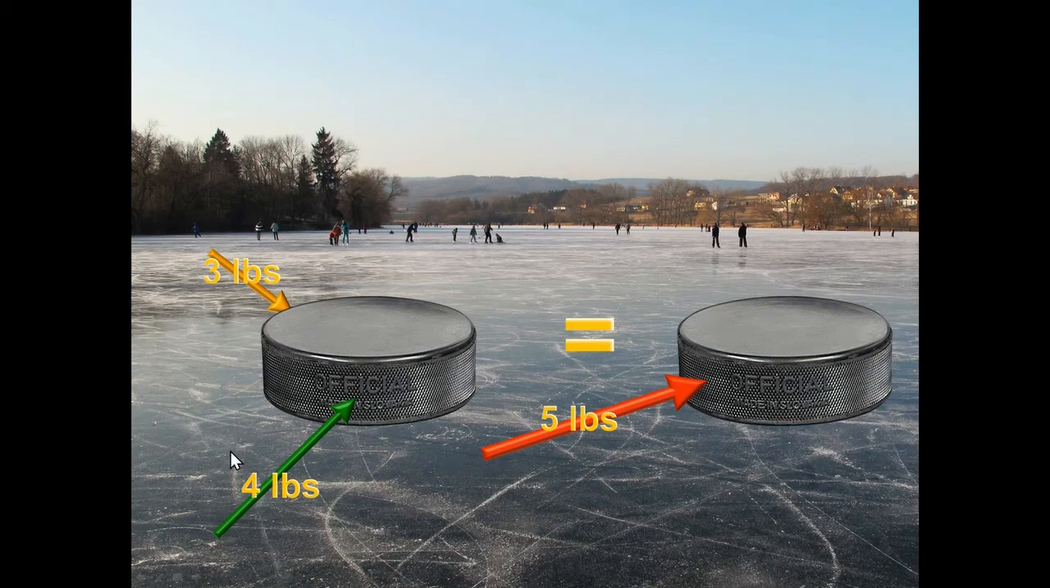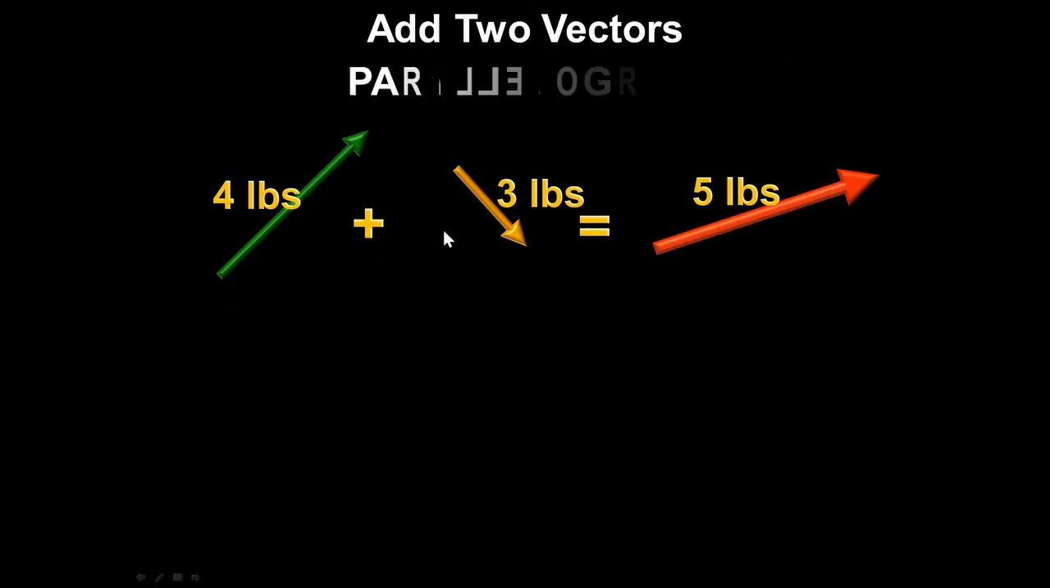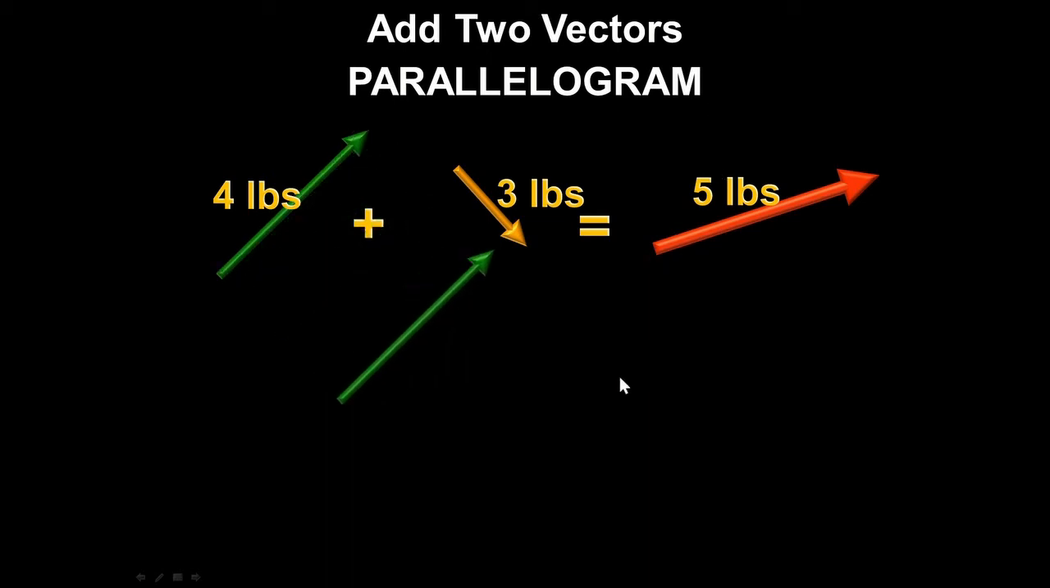So 4 plus 3 equals 5, surprisingly enough. 4 plus 3 equals 7 when you add them in the same direction, but 4 plus 3 added at right angles to each other equal 5 pounds. Okay? There's another method that we could use, and it's called the Parallelogram Method. It's essentially the same thing, but instead of putting the head of one to the tail of the other, you put them tail to tail.